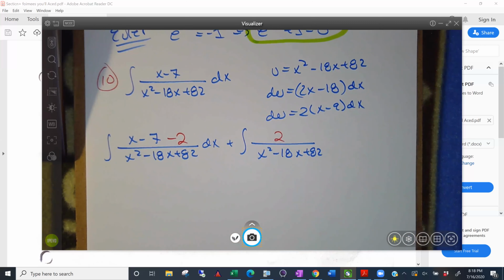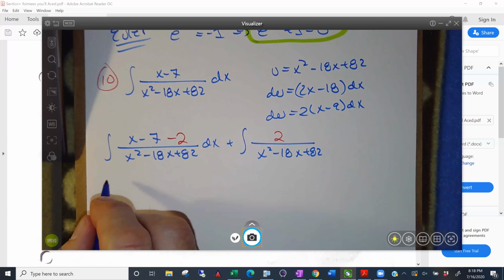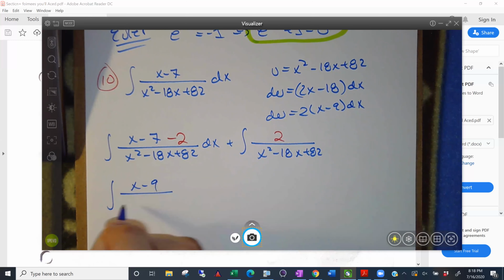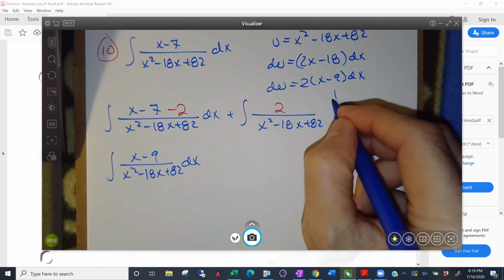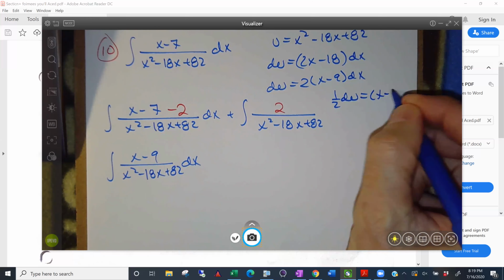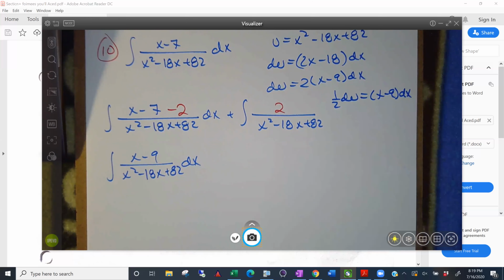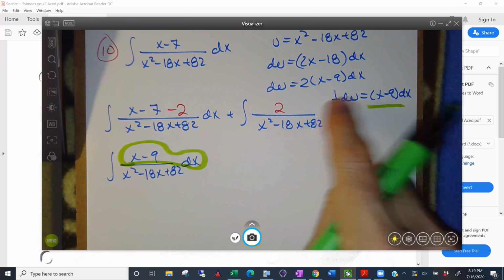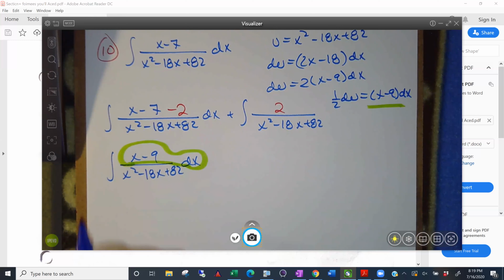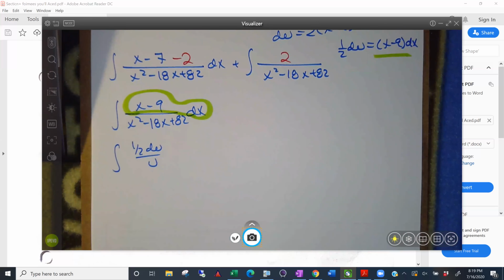All right, so at least this first one can get out of the way pretty quickly. This is now the integral of x minus 9 over x squared minus 18x plus 82 dx. And now I can finish my U substitution. I get 1/2 du equals x minus 9 dx. So that's perfect. This right here is 1/2 du, and that's my u. So 1/2 du over u is 1/2 ln of u plus whatever we get over here.